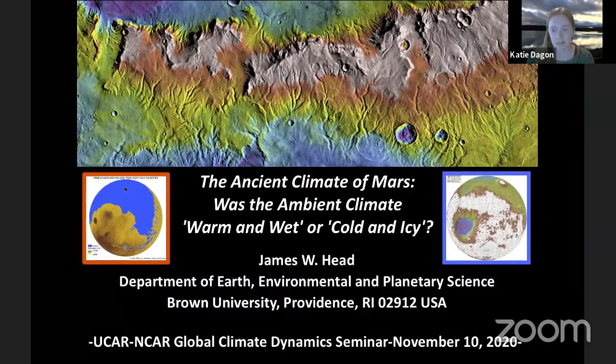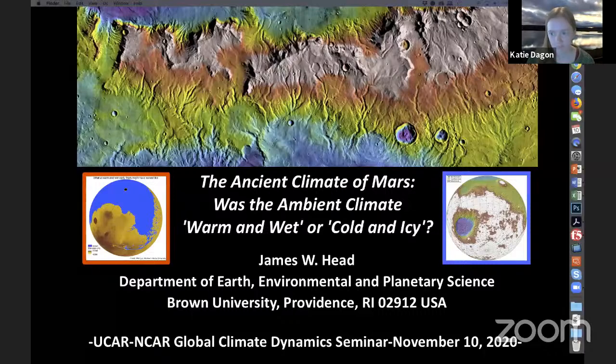From 1973 to 1974, he served as interim director of the Lunar Science Institute in Houston, Texas, and he joined the Brown faculty in 1973. Dr. Head's research centers on the study of geological processes that form and modify the surfaces, crusts, and lithospheres of planets, how these processes vary with time, and how such processes interact to produce the historical geological record preserved on the planets. Today, he will speak about the ancient climate of Mars. Was the ambient climate warm and wet or cold and icy? So take it away, Jim, the floor is yours.